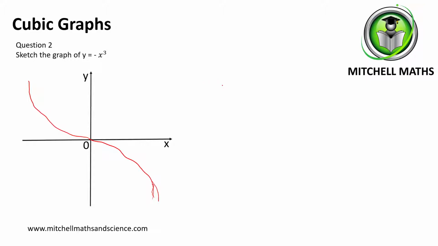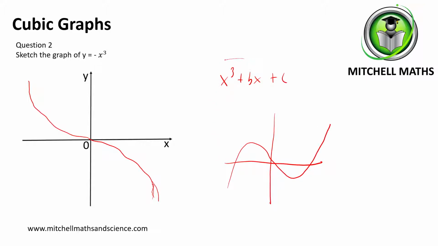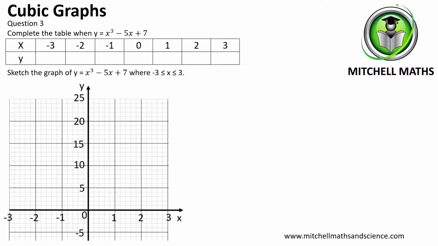Now, when you start to get graphs where you've got x cubed plus something x plus c, you sometimes start to get graphs that look a bit like this. So if you're ever sketching graphs and they come out like that, don't worry, that's perfectly normal if you've got a graph like this where you have to find your x and y values and then sketch it. So we're going to have a look at one a bit like that next.